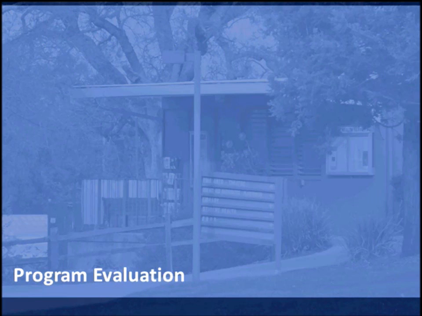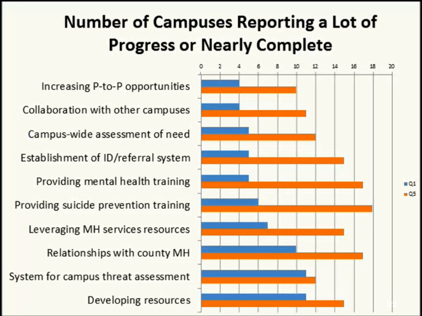Next slide, please. Most of these things you will be able to see in the resource hub at the cccstudentmentalhealth.org website. In terms of program evaluation, this is the fourth component of the student mental health program, and there has been an increase, trends of increasing reports of a lot of progress, nearly completion of certain kinds of issues that people have taken on as the grantees.